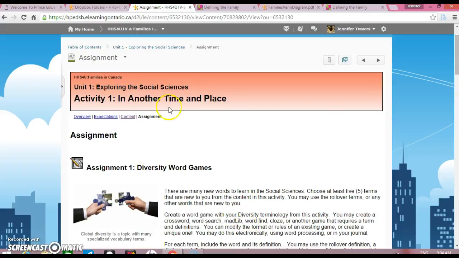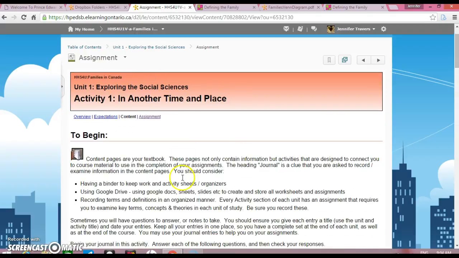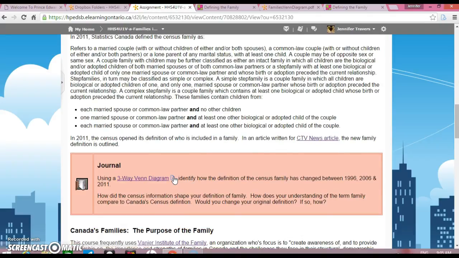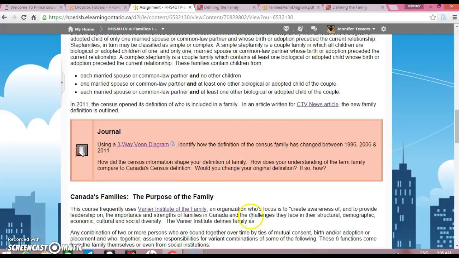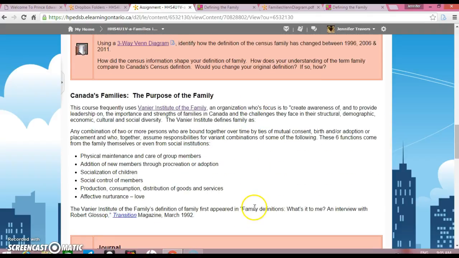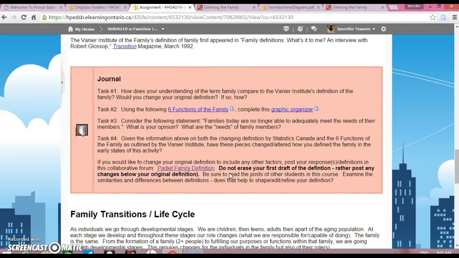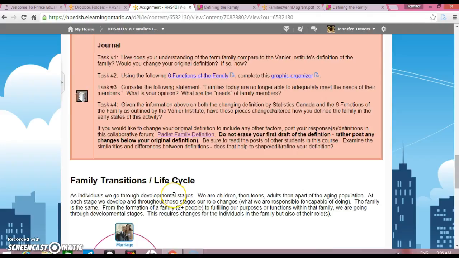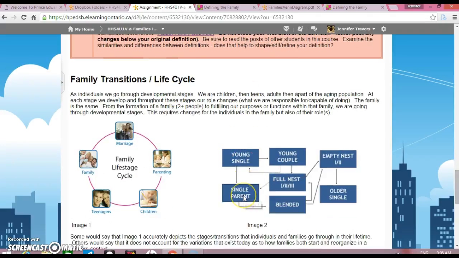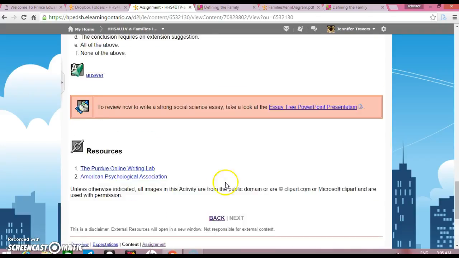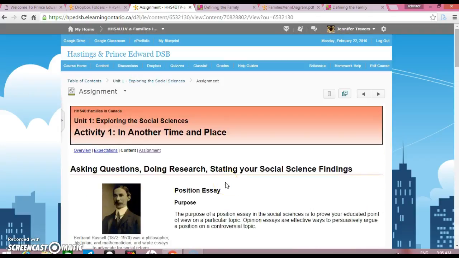So I need to find 5 words. So if I was to go back here, I'm going to look maybe Statistics Canada, 1, Vanier Institute of the Family, 2, Socialization, 3, Developmental Stages, 4, and let's pick a random word, Position Paper, because that came from the other content. There it is. I've got my 5 words that I'm choosing.